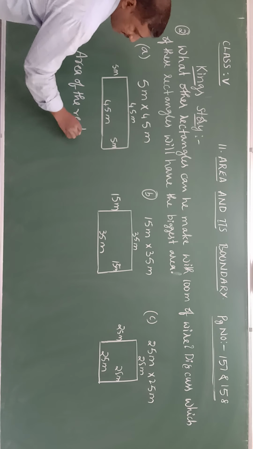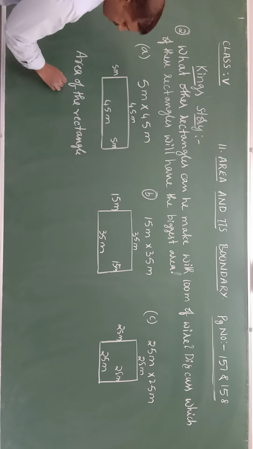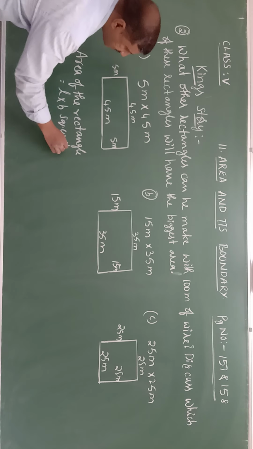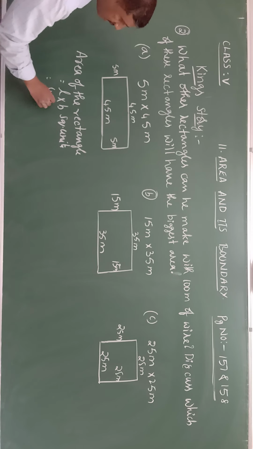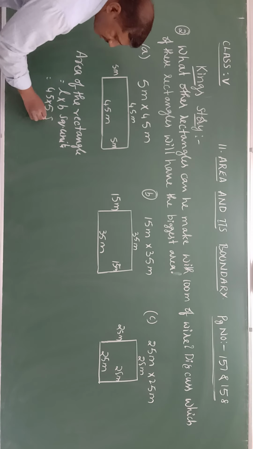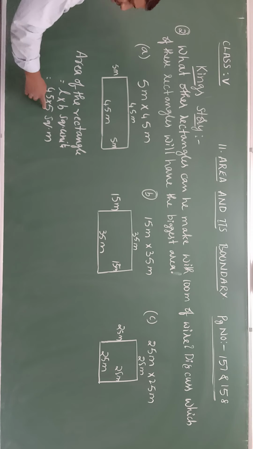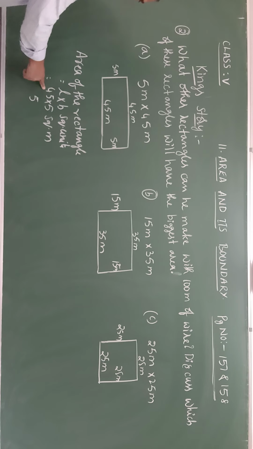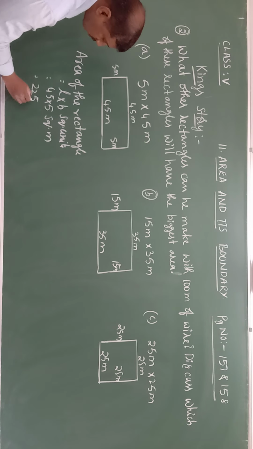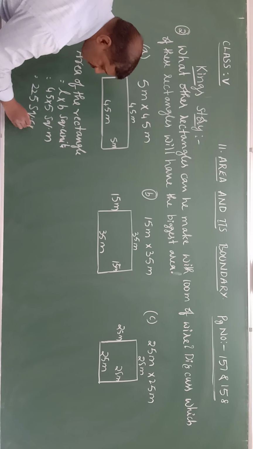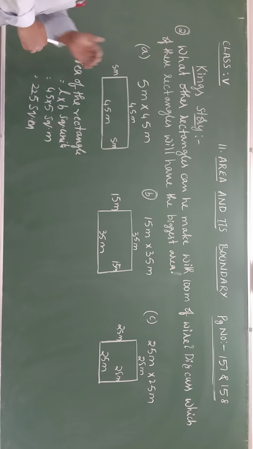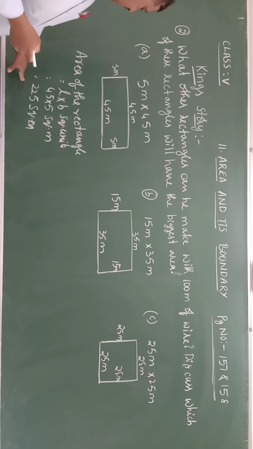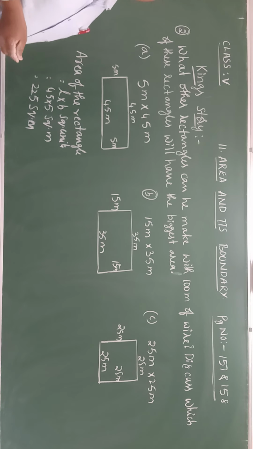Now the first figure, area of this rectangle is equal to, what is the formula? It is length into breadth square units. That is length 45 into breadth 5 square meters. That is 45 into 5. 5 5s are 25, 2 is there. 5 4s are 20, 20 plus 2 is 22. 225 square meters we got. The first one he made, he got 400 square meters. Next he got 600 square meters. Now it is 225 square meters.